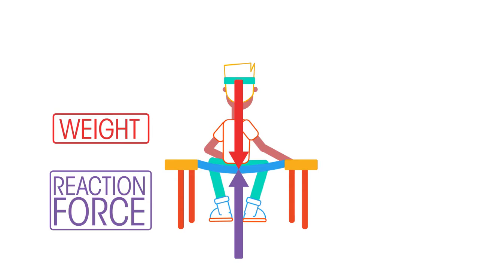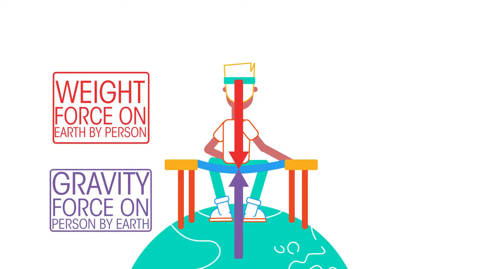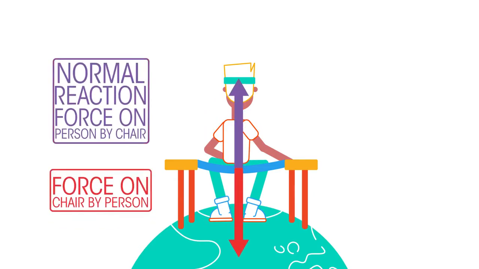However, there are actually two pairs of forces acting here. The man's weight is balanced by the gravitational force he exerts on the Earth. He is prevented from falling towards the Earth's center because of the upward force from the trampoline or chair, which is balanced by the force he exerts on the chair. The forces are equal in magnitude or size, but opposite in direction.